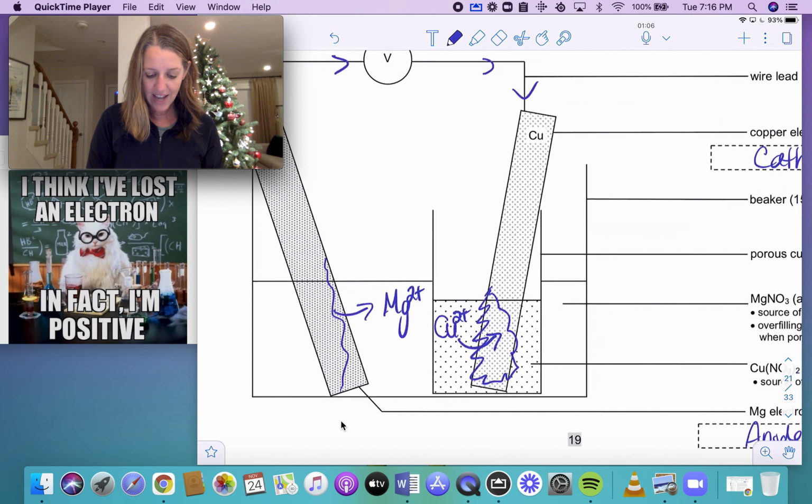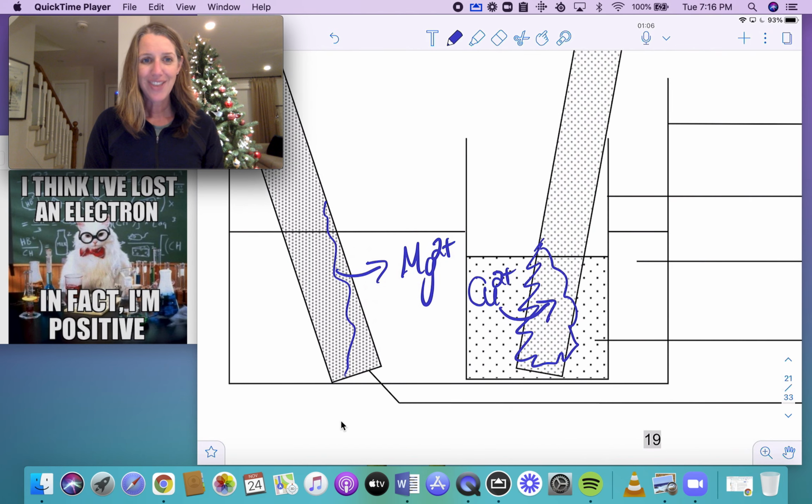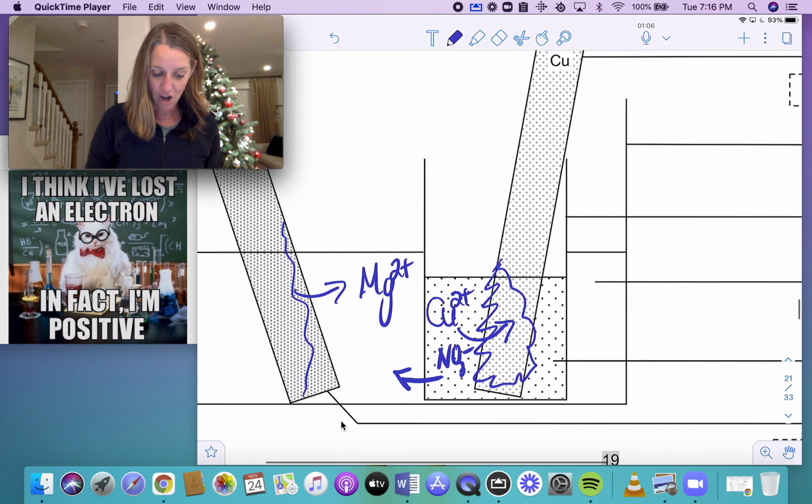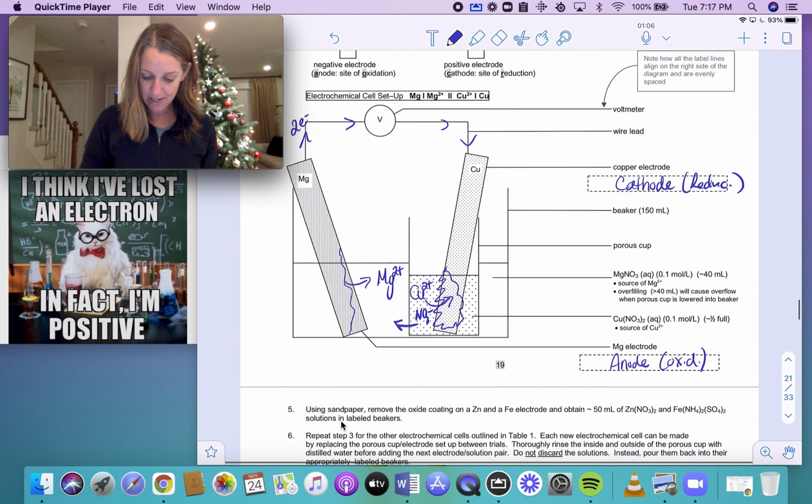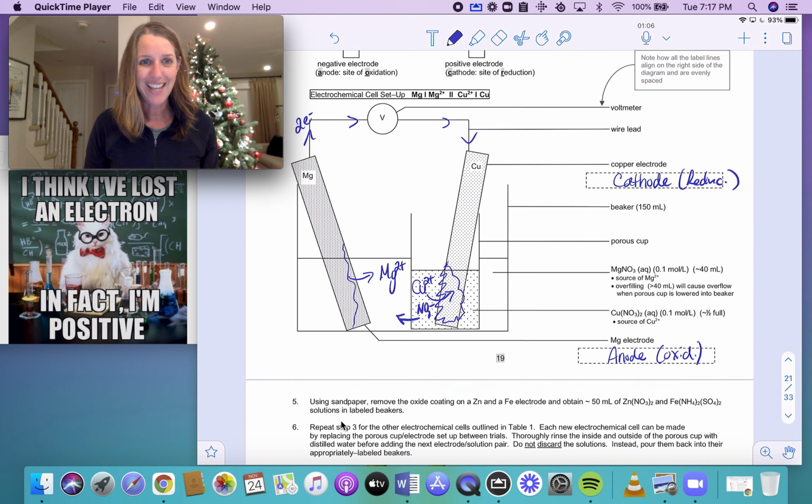And then what's going to happen to that charge buildup? There's the nitrates that are going to counterbalance that. Which way are the nitrates going to go? Well, you have nitrates on both sides because the magnesium is in magnesium nitrate. The copper is in copper nitrate. What's the net flow of the electrons? This way, to balance out the positive charge that's building up at the site of oxidation. Okay, what else do I need on here? I think that's all of my labels, okay?